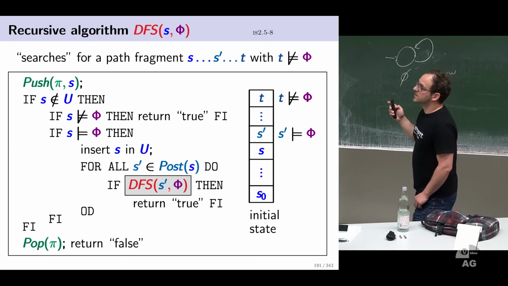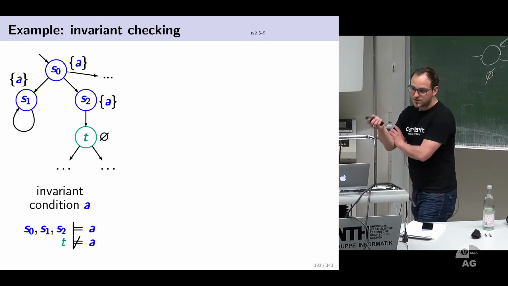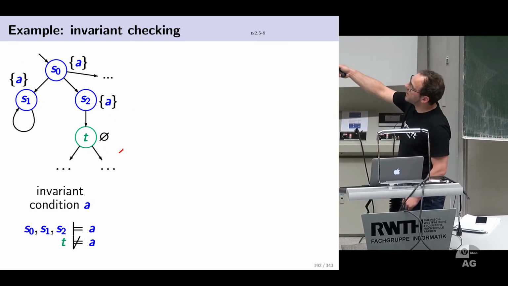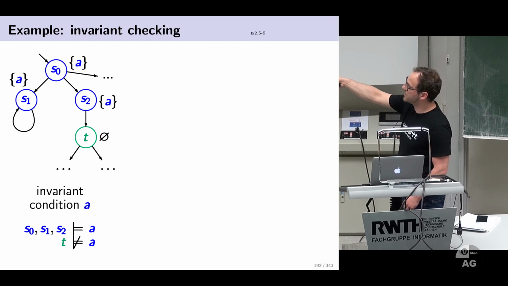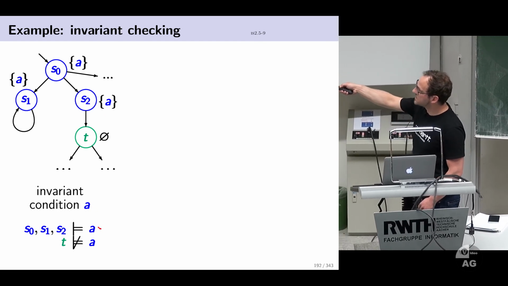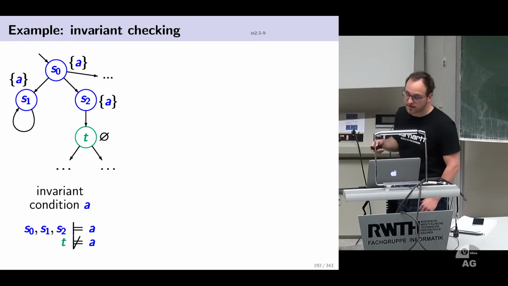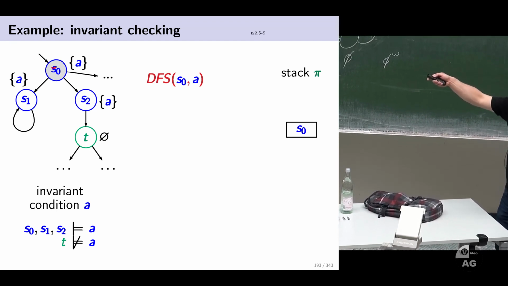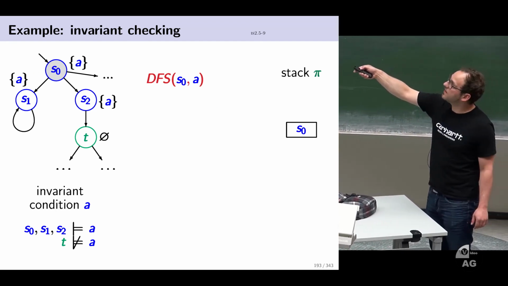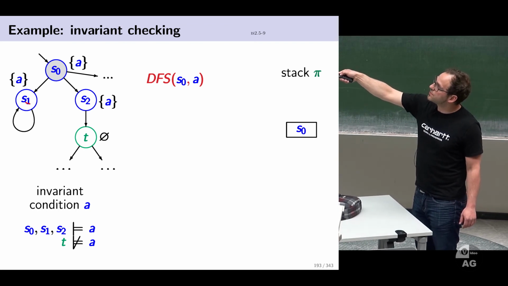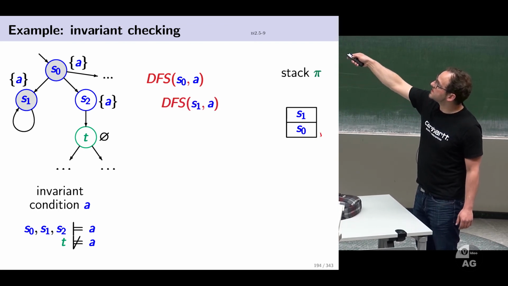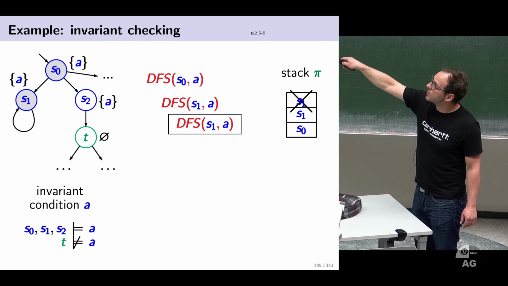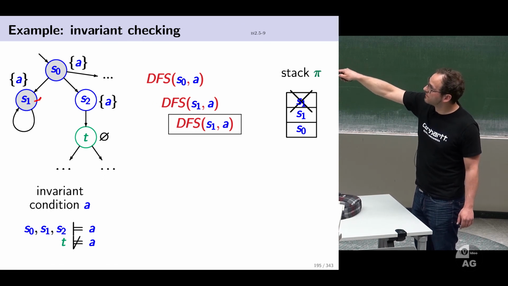Okay, let's not go through this in detail because we have one minute left. Let's talk briefly about this transition system as an example. It has three states labeled with A and one with the empty set, and our invariant condition is A. These three states satisfy A and t does not satisfy A. Let's quickly step through our algorithm, starting the DFS from s0, looking for a state violating A. Let's say we first go to s1, because that's the first successor. We put it onto our stack and recursively descend. So from s1, we call depth-first search again starting from s1.